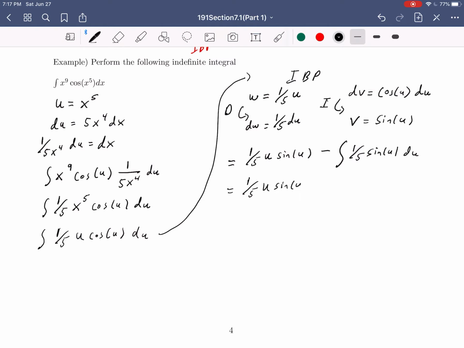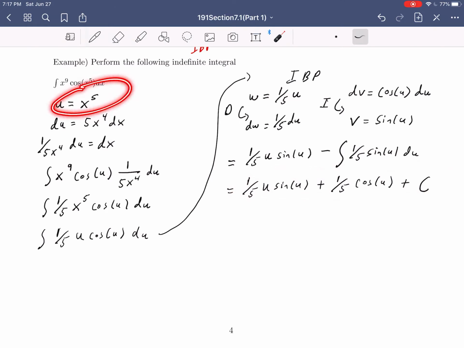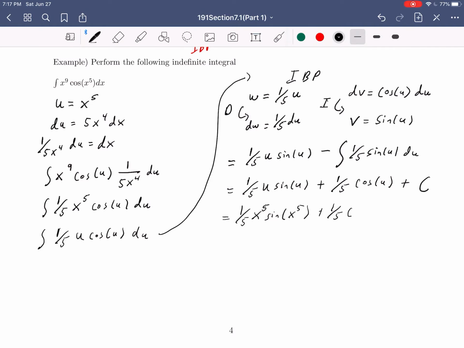1/5 u sine u. The integral of sine of u is cosine of u, so we get minus 1/5 cosine u. No, the integral of sine of u, sorry, is negative cosine u. There we go. So we get plus 1/5 cosine u there. And then we get our constant of integration plus C. So there we go. We've got our expression there. Of course, it can't be our final answer because it doesn't make sense that this is in terms of u. So we can replace u with x to the 5th. So we get 1/5 x to the 5th sine of x to the 5th plus 1/5 cosine of x to the 5th plus C there.